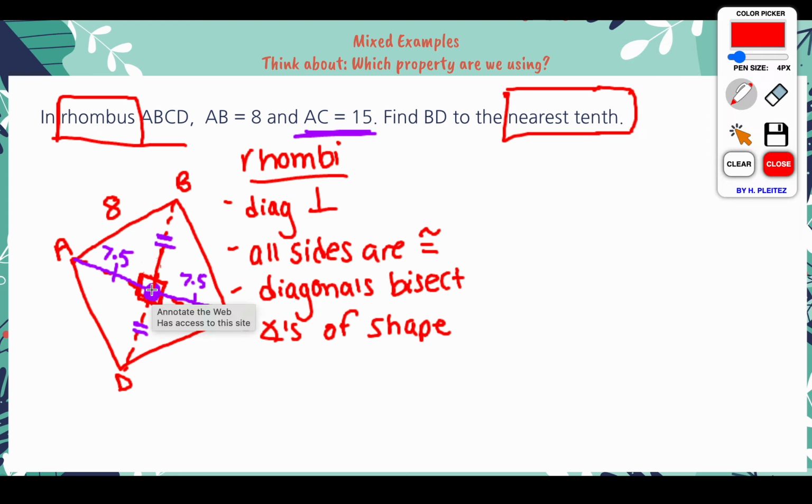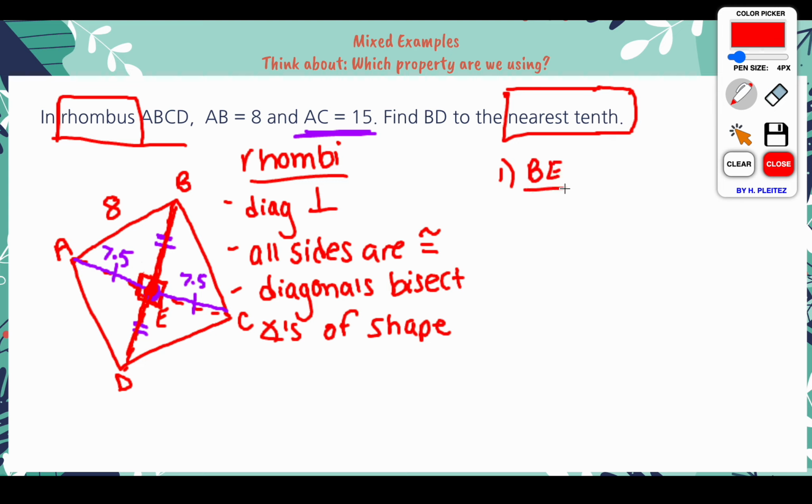All right, now what does it want? It wants the length of BD, so it wants the length of the entire other diagonal. And this is going to be a multi-step one. So first, I'm going to call the intersection point here E. First thing I'm going to do is find BE.